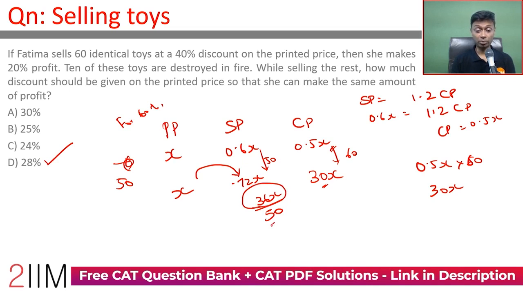She has only 50 items to sell now. So 36x have to be sold for 50 items. Each item is 0.72x. Or what was at x now has to be sold at 0.72x, or we can discount by 28%.